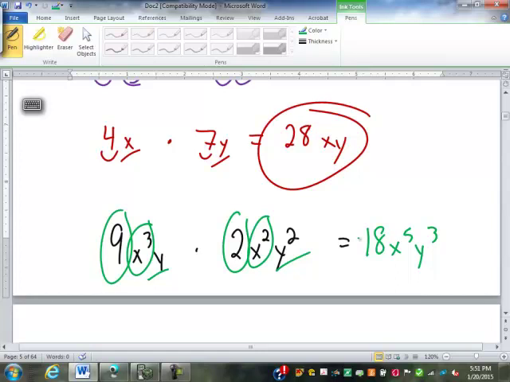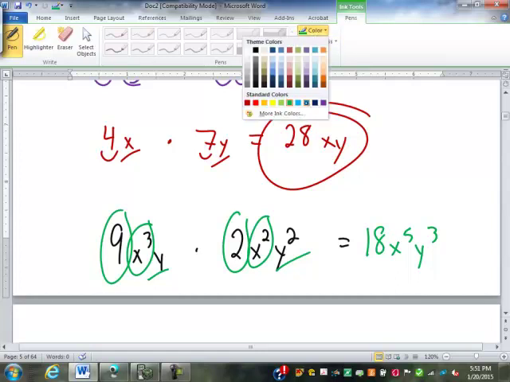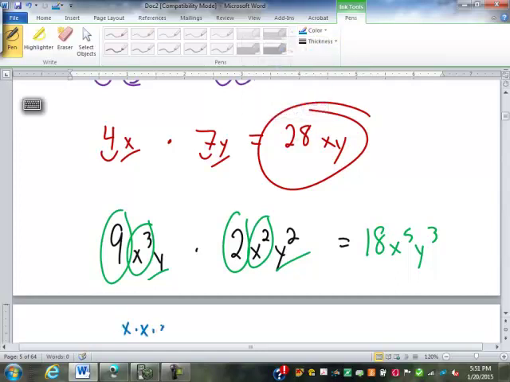If you're wondering where that x to the fifth came from, we had x to the third, which is 3 x's multiplied together, times x squared, which is 2 x's multiplied together. If we multiply those together, we now have 5 x's multiplied together, or x to the fifth. When you're multiplying variables with powers on them, you end up adding the powers.